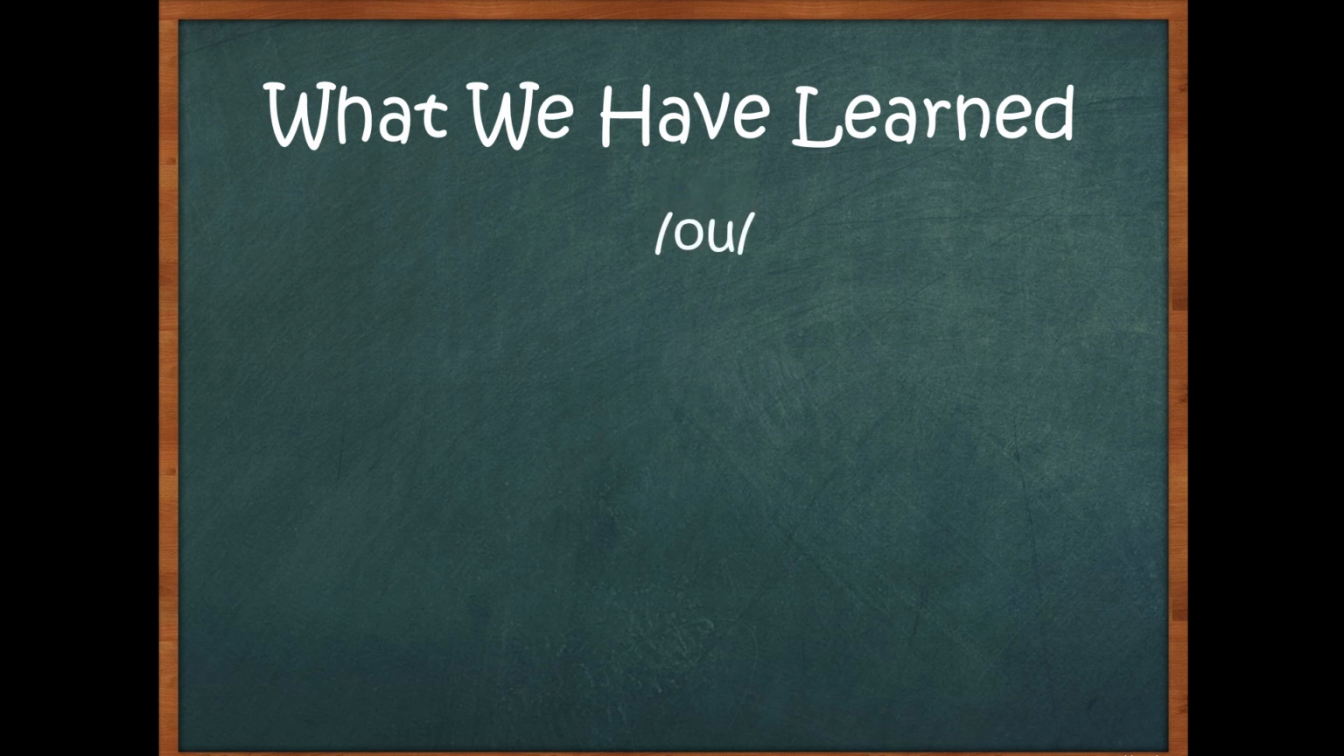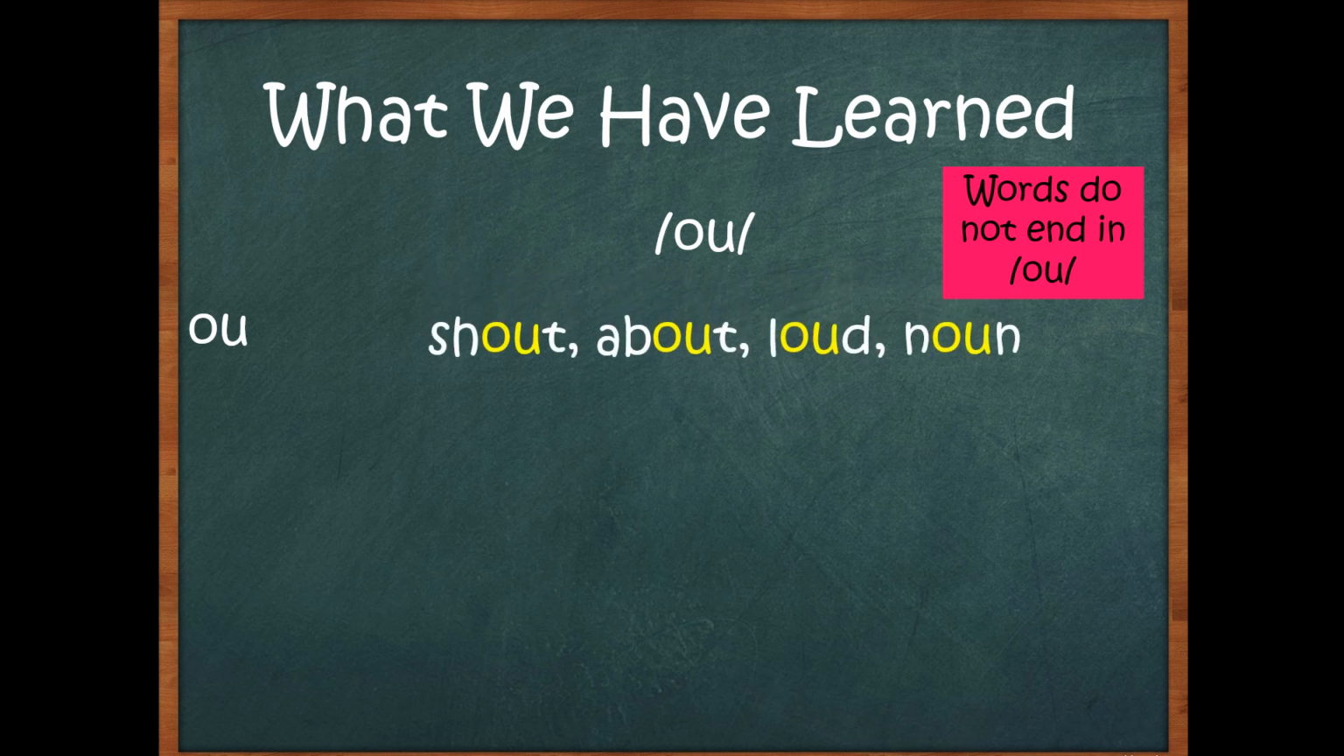And we'll start with OU, and we know that OU makes the OW sound. That's our key sound from Unit 14, and we know that words do not usually end in OU. Okay, there are a couple, but when OU makes the OW sound, there are no words that we need to worry about that end in OU. So we have things like shout and about and loud and noun. Okay, well, we can remember that.